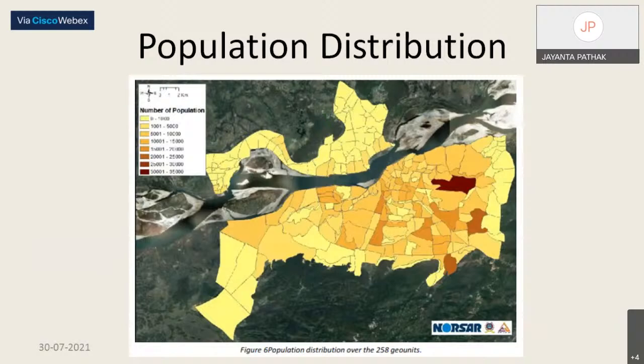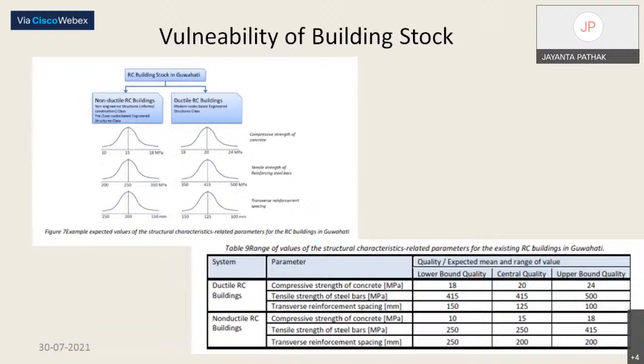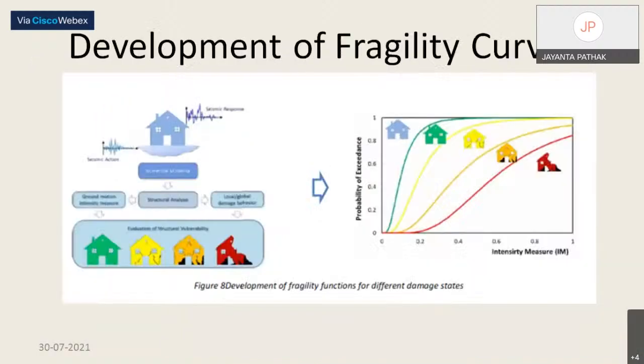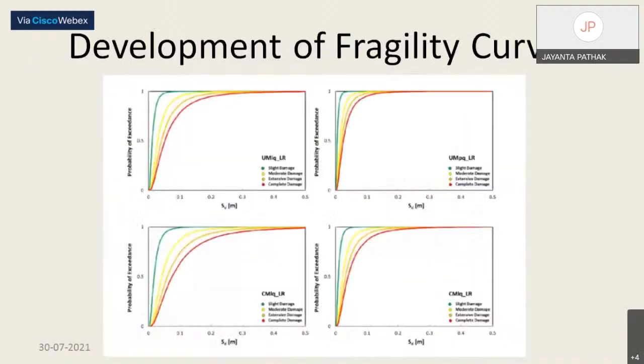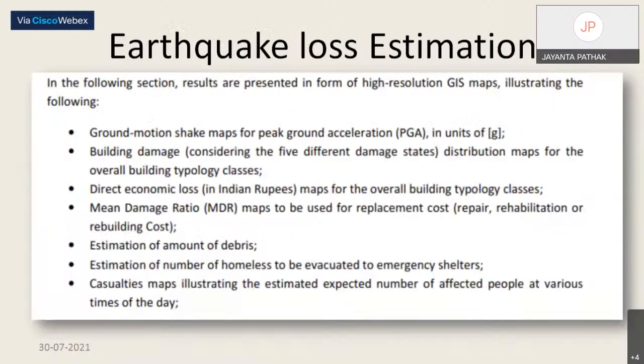This is the population distribution of Guwahati city in the entire 258 geo units. Then we have the vulnerability of the building stock. As we have said, development of fragility curves. A lot of fragility curves have been developed for all typologies.